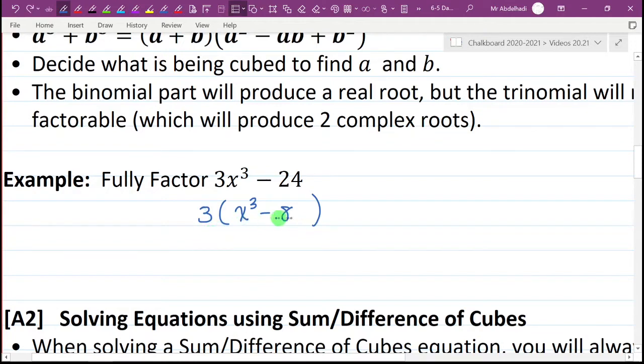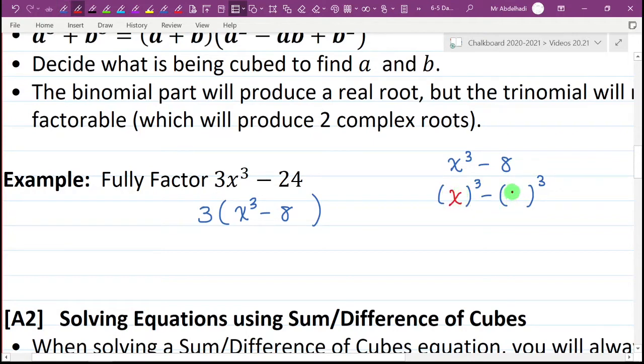Now, can you factor this? Is this a difference of squares? No. Is it a difference of cubes? Maybe. Is something being cubed to give me x cubed? Yeah. And is 8 the cube of something? Actually, it is. 2 times 2 times 2 is 8. And let's just take the x cubed over to the side here. So this is the difference of cubes. What's being cubed here? So let's write our parentheses. Something cubed minus something cubed. What's going to go in the parentheses here? X.